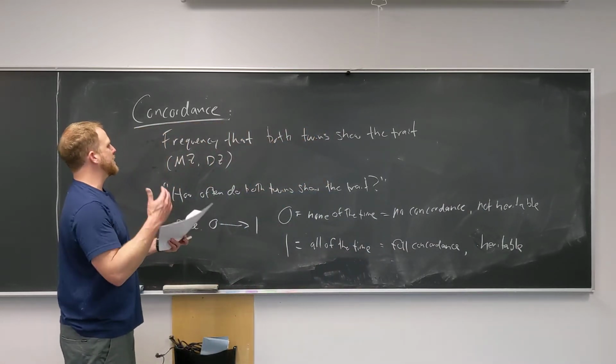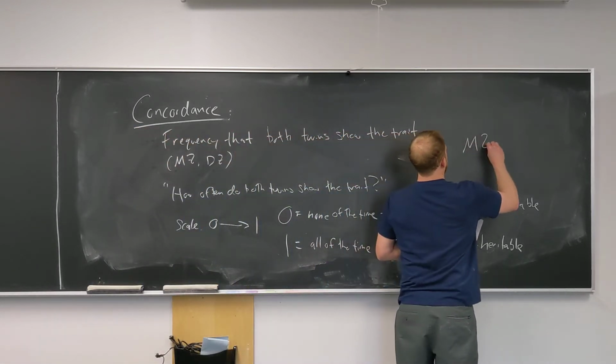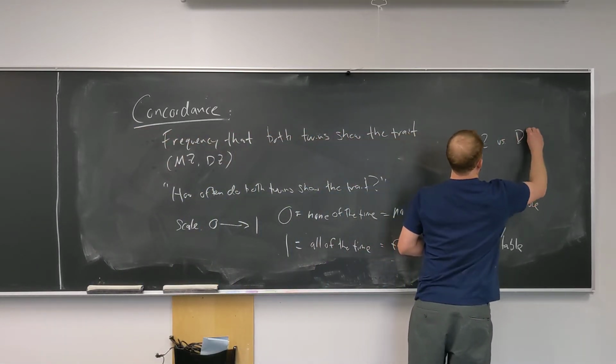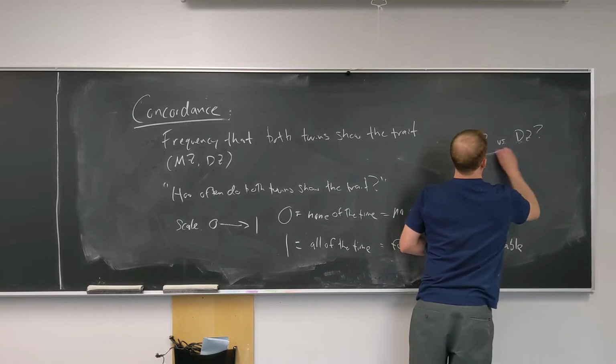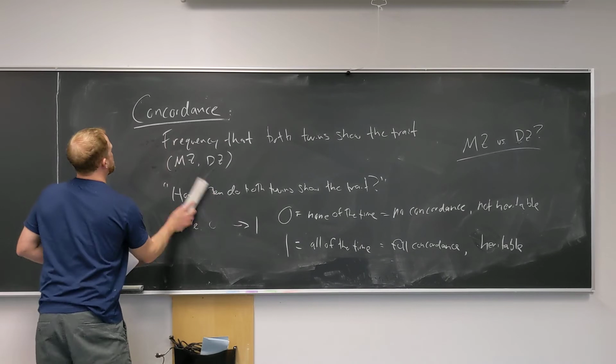So how does this idea of concordance fit in? Again, I'll just keep putting it over here. This idea of comparing monozygotic twins versus dizygotic twins: how do we get to this point with this concordance value? So, a little bit of a reset.